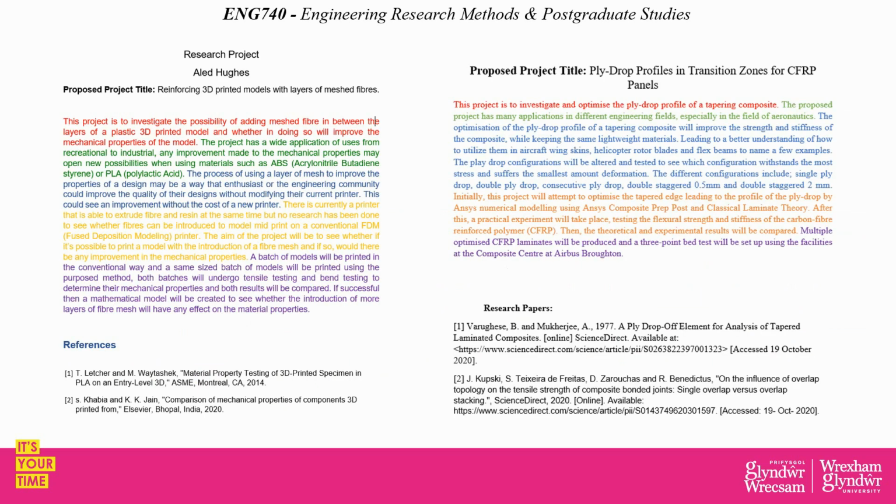So you can see by looking at what I've done as an example, here are two other examples that students have provided last year. We can see reinforcing 3D printed models with layers of meshed fibers, and they took the same approach by color coding and then providing two references, one from 2014 and one from 2020. And on the right you can see apply drop-off profiles in transition zones for composite fiber reinforced plastic panels. And again, two papers, 1977, and then another one from 2020.